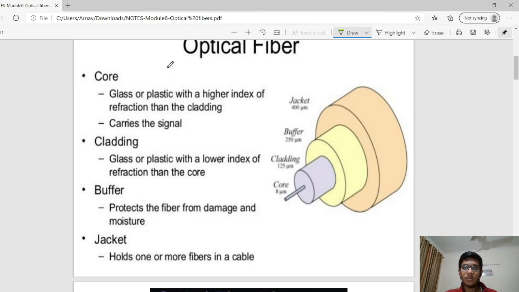Then moving to the constituents of optical fiber, it consists of core, cladding, buffer, and jacket. Core is a glass or plastic with a higher index of refraction than the cladding. Its function is to carry the signal. Cladding is a glass or plastic with a lower index of refraction than the core. Then coming to buffer, it protects the fiber from damage and moisture. Jacket holds one or more fibers in a cable. The radius is also given in this figure.